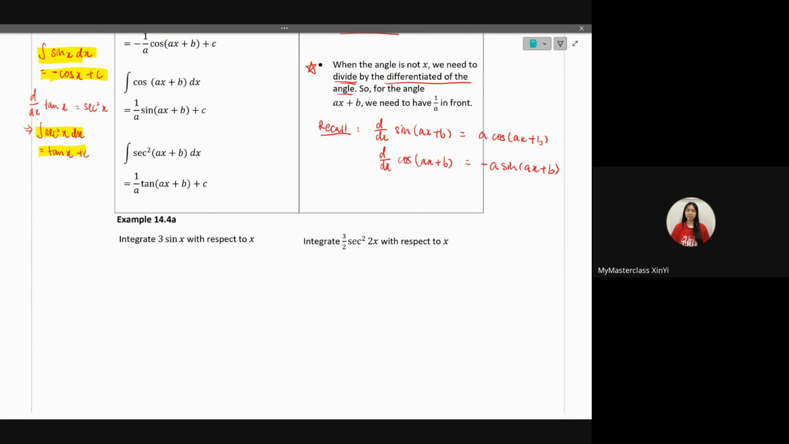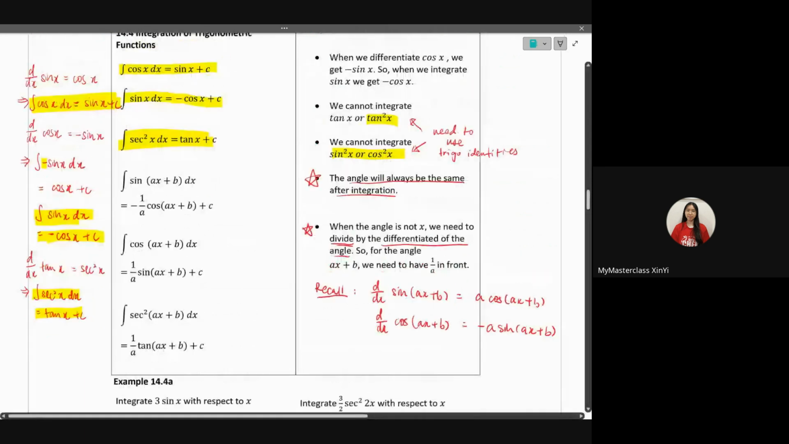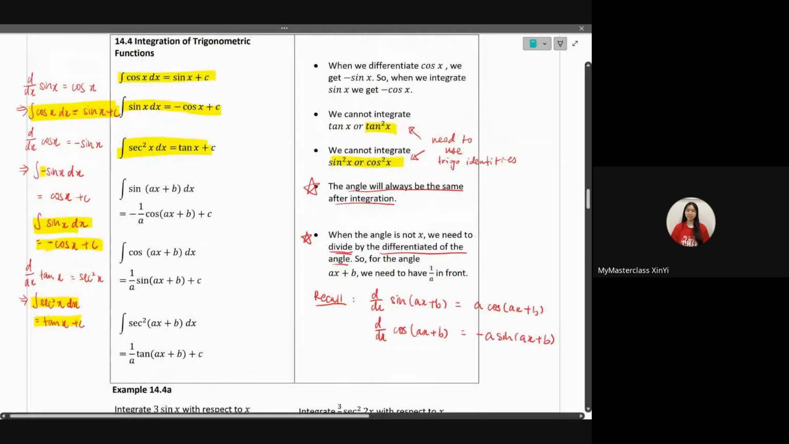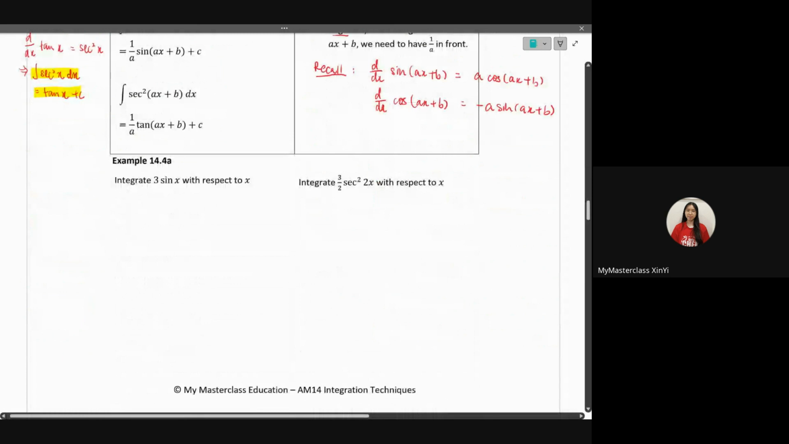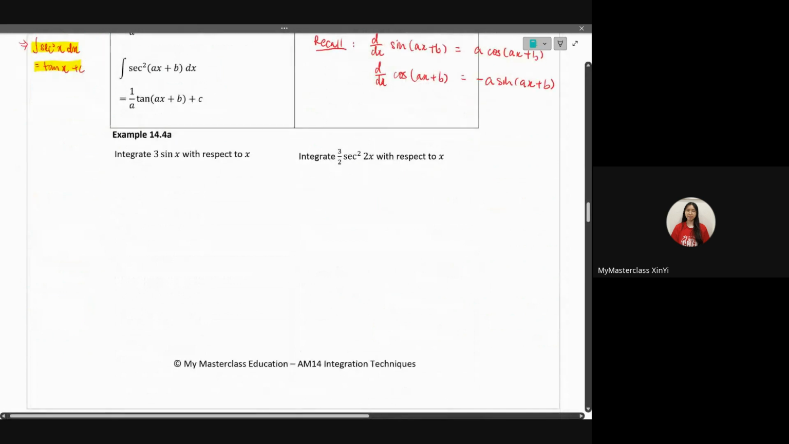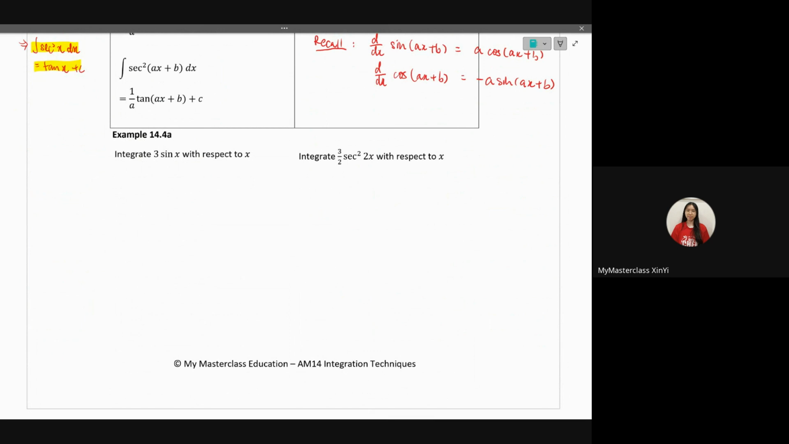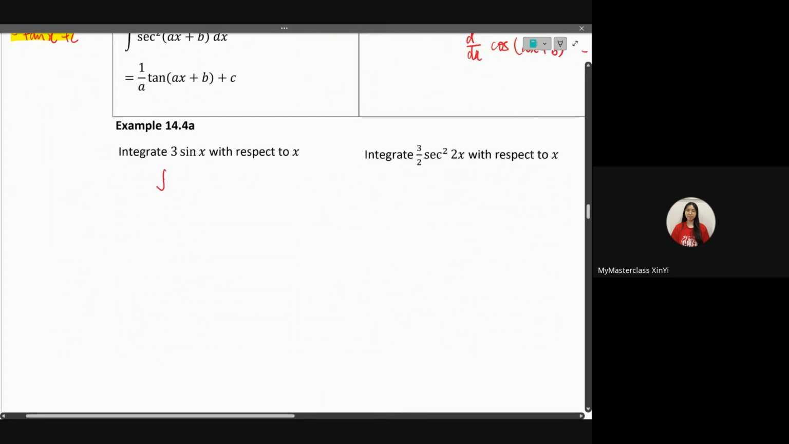Okay, so now that we have gone through the basics of all our trigo functions, let's do a few examples together. When I want to integrate 3 sine x with respect to x, I will write down the integration of 3 sine x with respect to x.